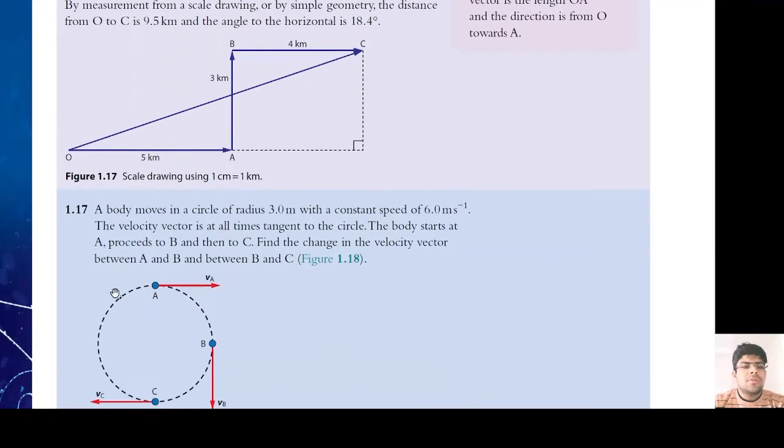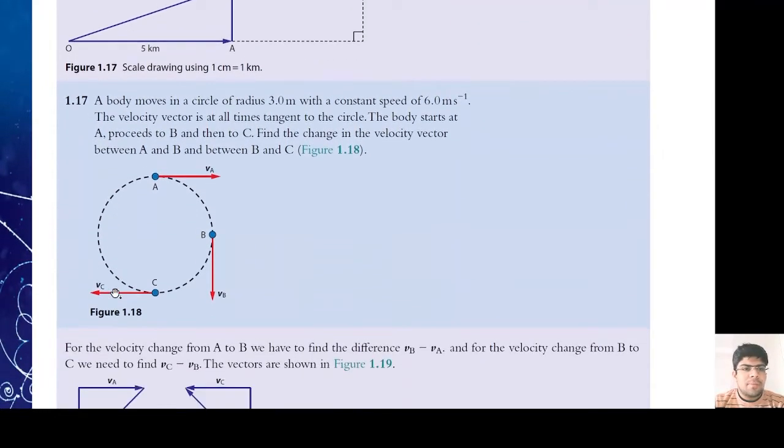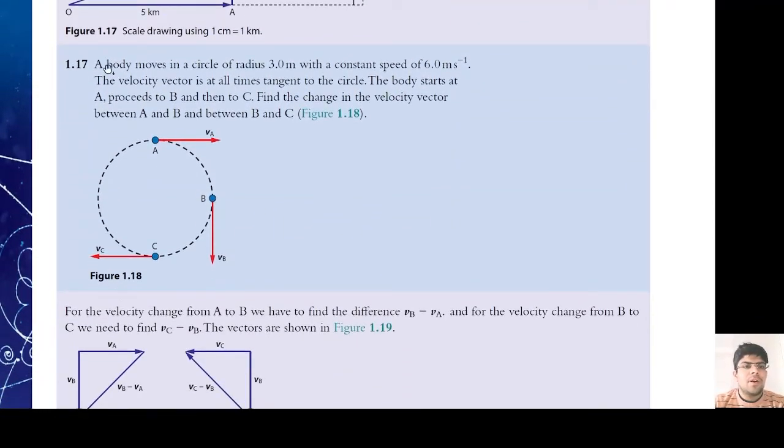Now the next example we have here, 1.17: a body moves in a circle of radius 3.0 meters with a constant speed of 6 meters per second. The velocity vector is at all times tangent to the circle. The body starts at A and proceeds to B and then to C. Find the change in the velocity vector between A and B and between B and C.